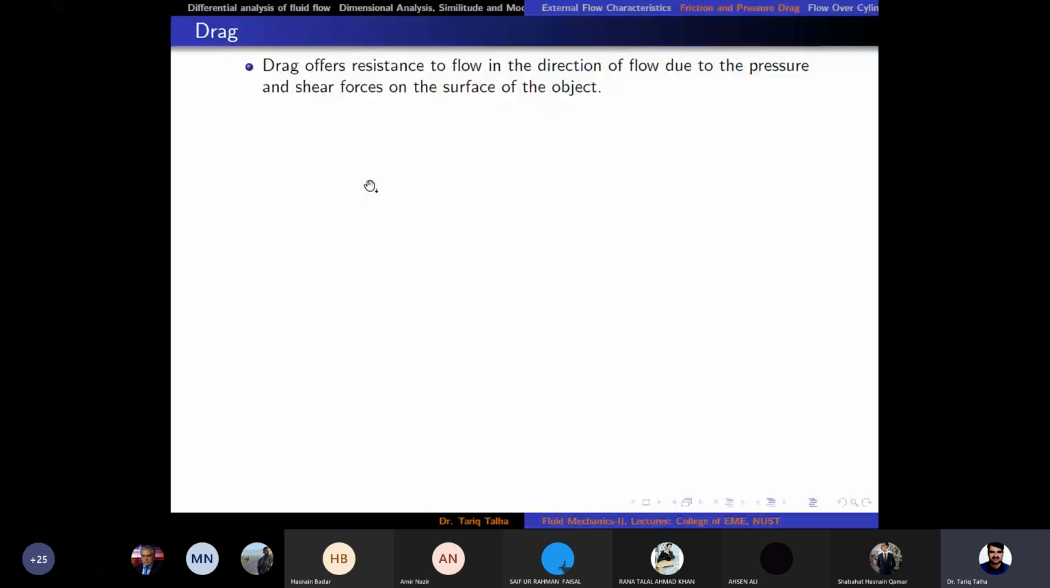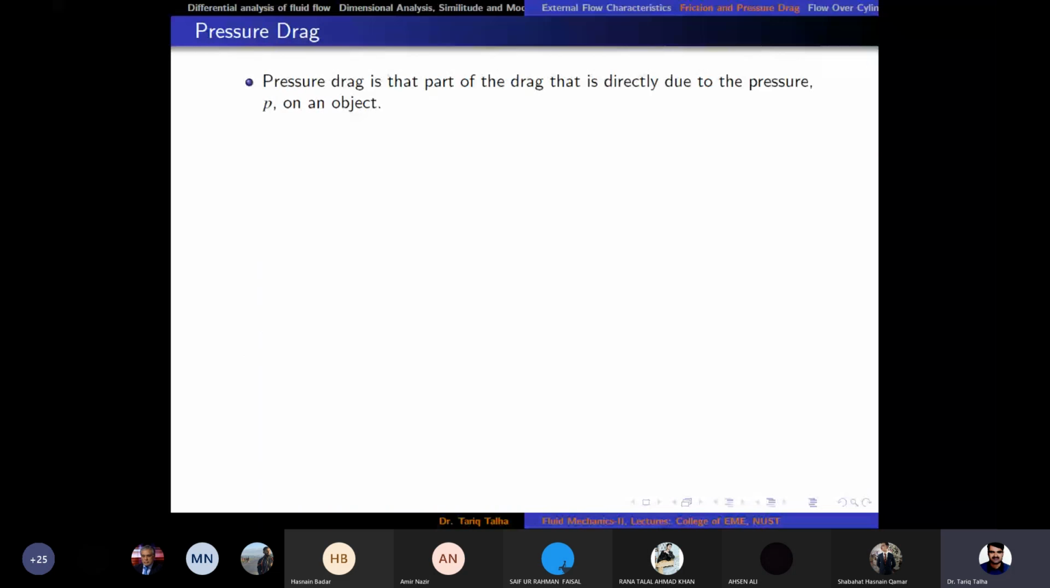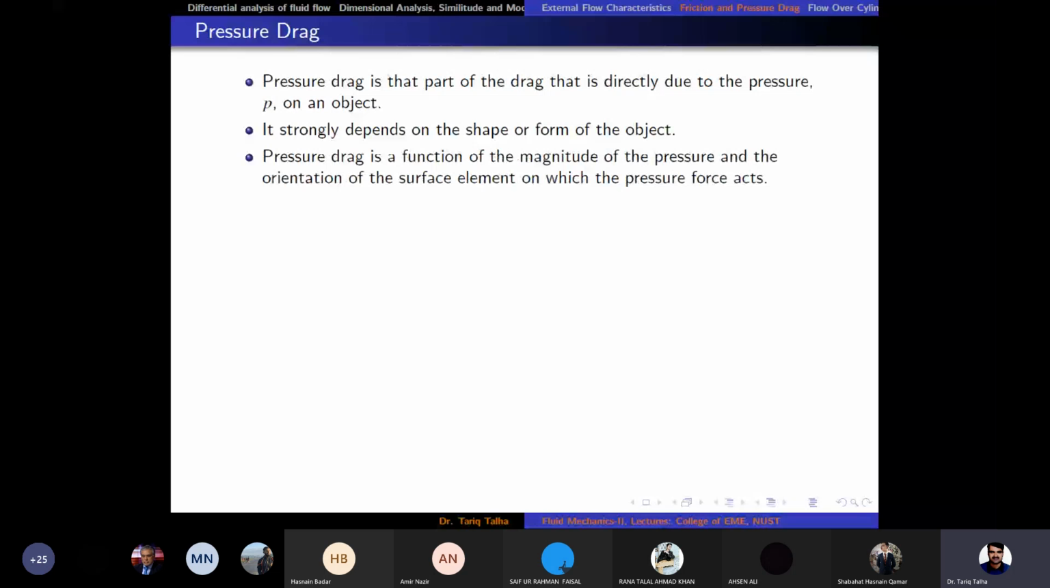So this was it for the friction drag, and now the pressure drag is the part of the drag that is directly due to the pressure difference on the object, and it strongly depends upon the shape and form of the object. So that's why we also call it form drag, right? So it depends upon the geometry or shape of that body, and it is a function of the magnitude of pressure. So that is understandable, and the orientation of the surface.